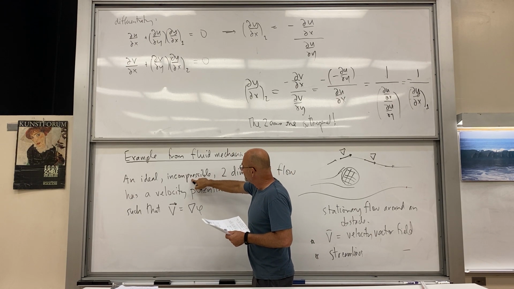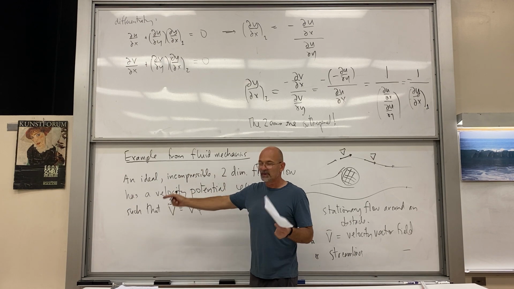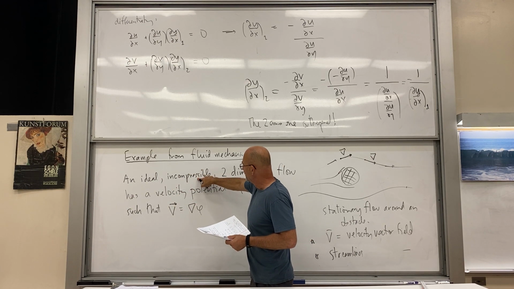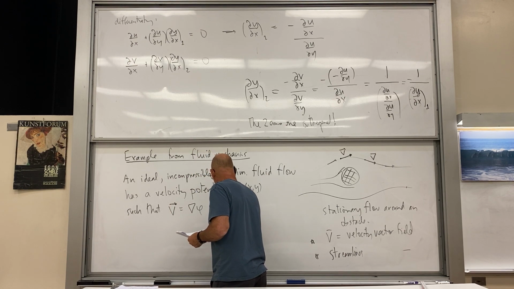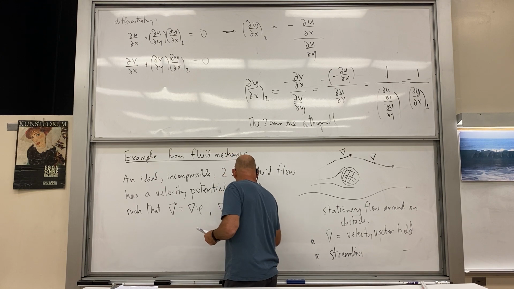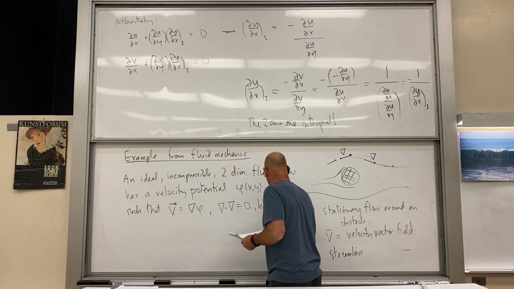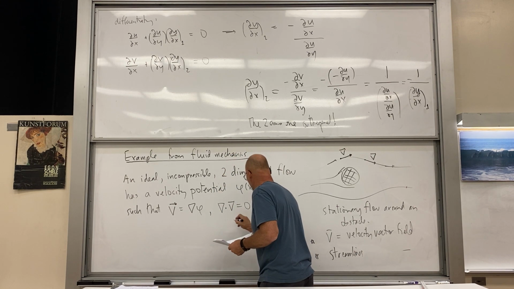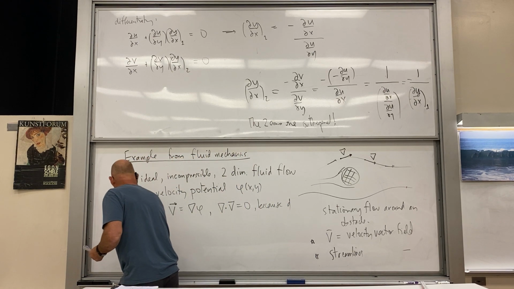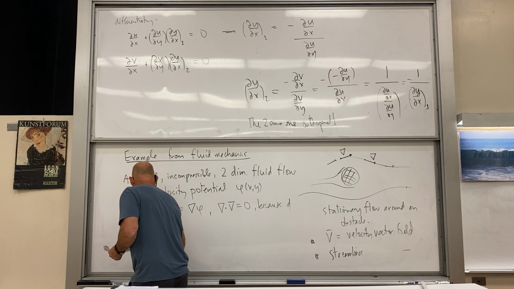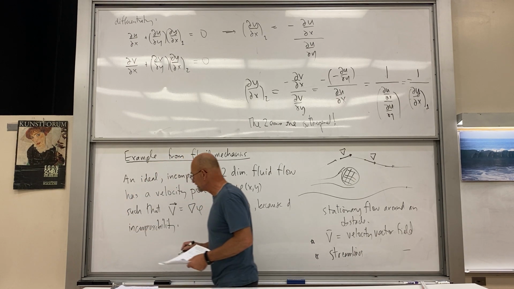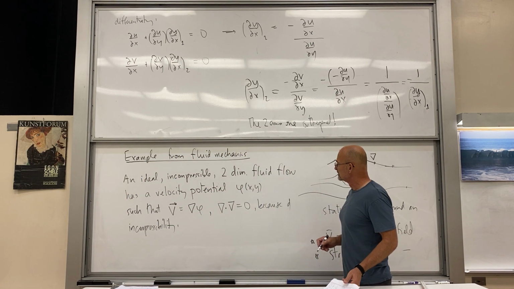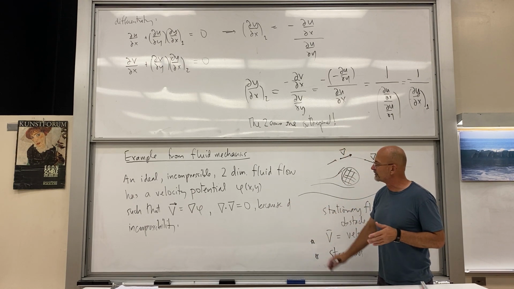The incompressibility of the flow, just think water is pretty incompressible. Incompressibility means that the divergence of this thing vanishes. So, all right, divergence of V equals 0, because of the incompressibility. Okay? So that's what we're accepting from fluid mechanics.